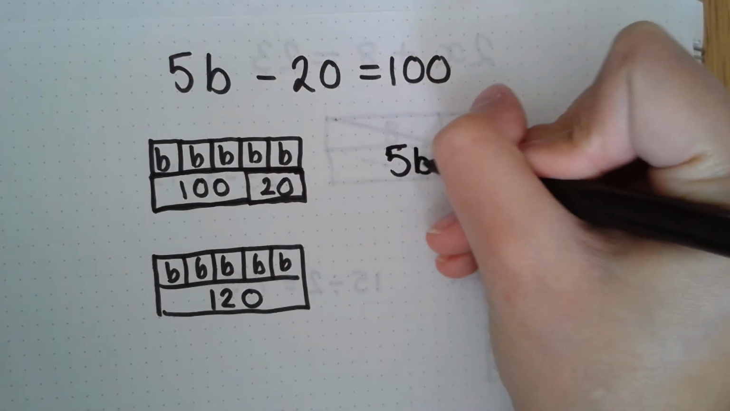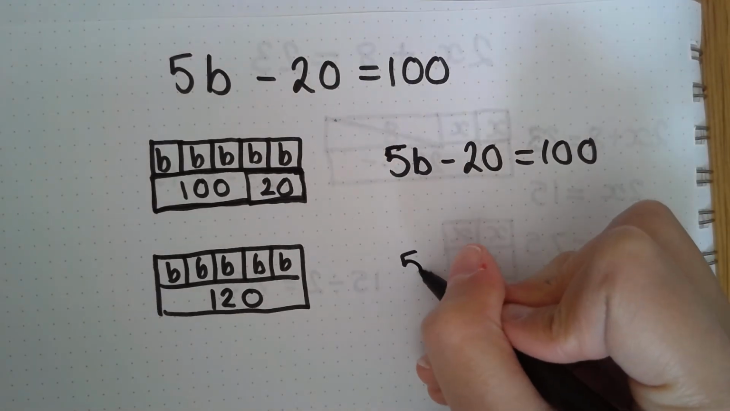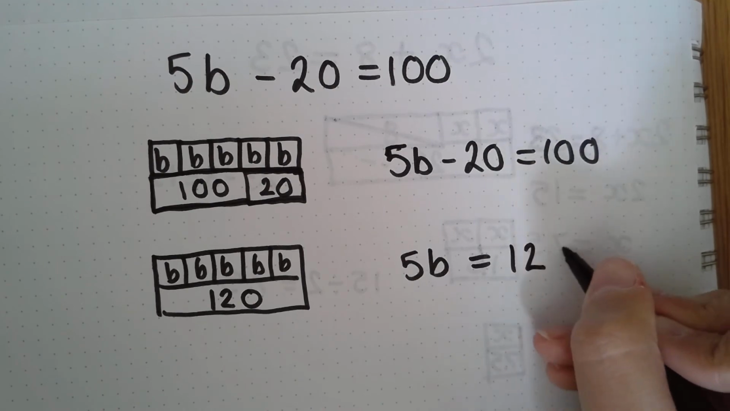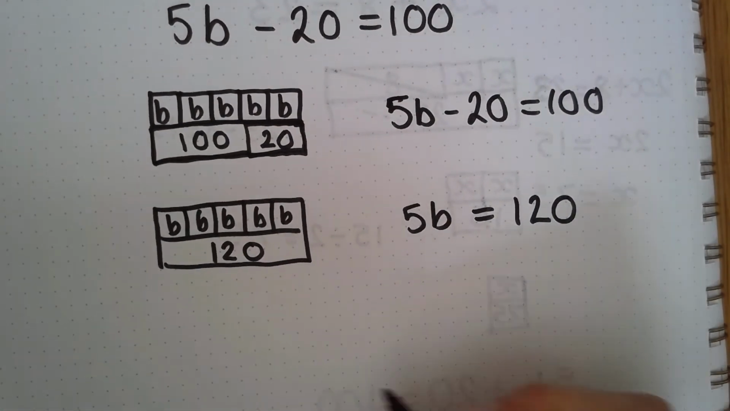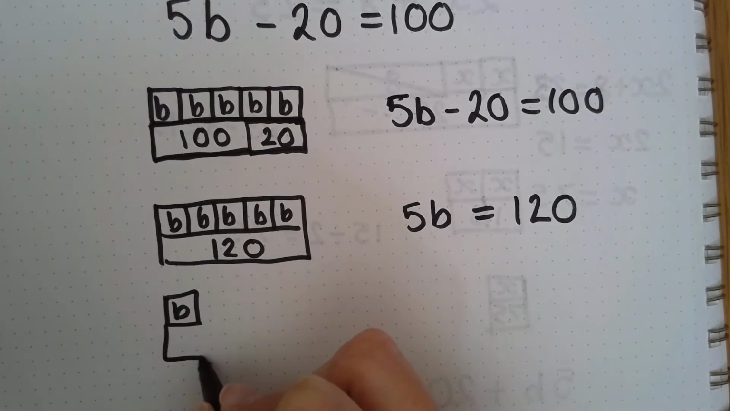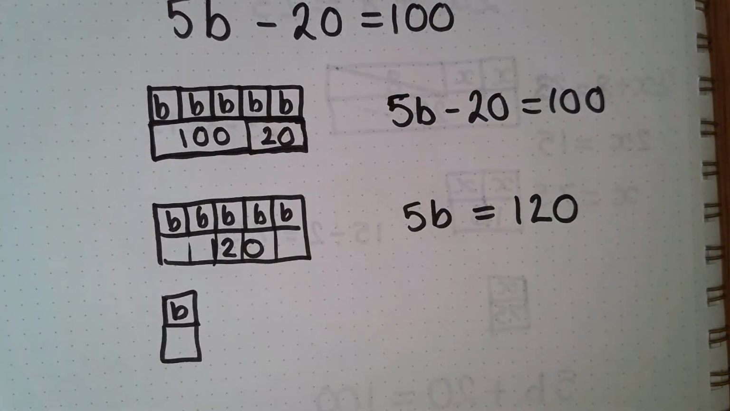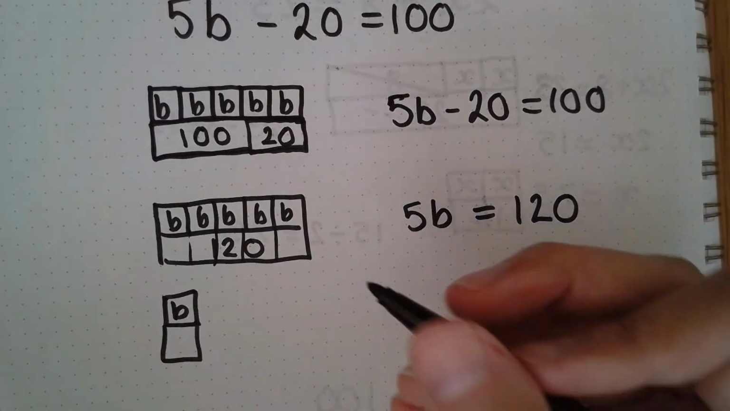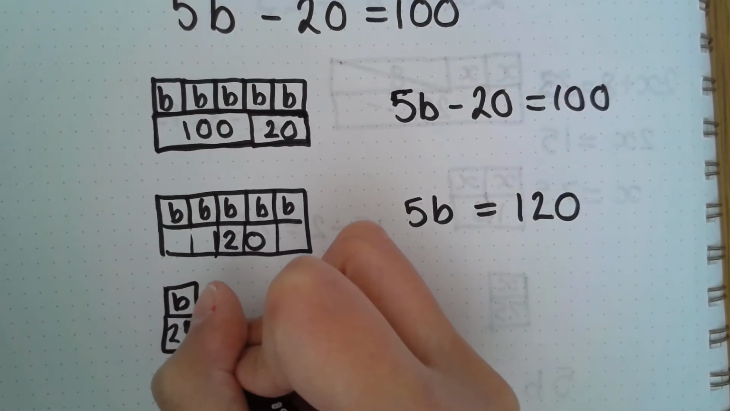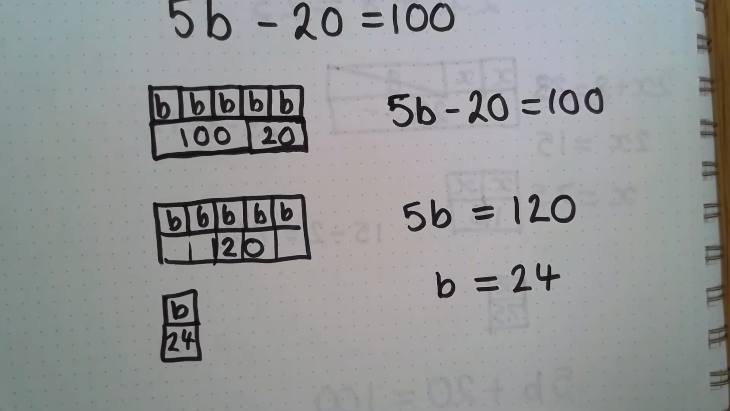So here we had 5b, take away 20 equals 100. And now we've got 5b's are equal to 120. Okay, but we want to find 1b. So we need to split 120 into 5. So we need to do 120 divided by 5, which is 24. So B is equal to 24.